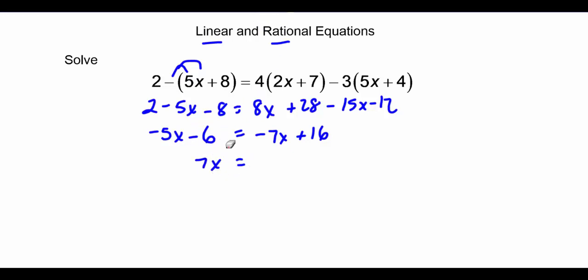So in that case, we end up with a 2x. And on this side, we end up with 22. So x equals 11.